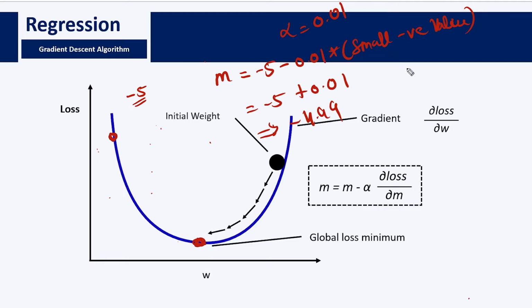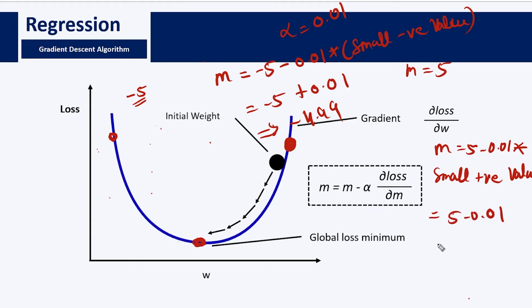Okay. Now, let's suppose my m is 5, meaning positive slope. I am at this point. So here, if I apply this formula, m equals 5 minus 0.01 times the derivative of loss with respect to slope, it is a small positive value. Why? Because the derivative of a positive value will always be positive. So it is like m minus 0.01, which equals 4.99.